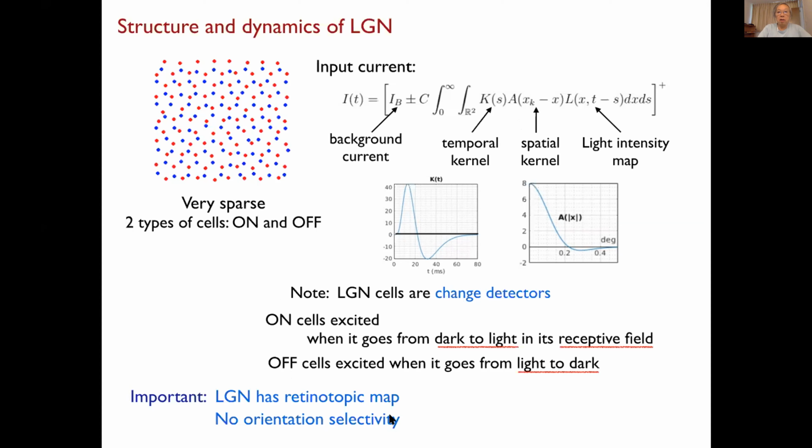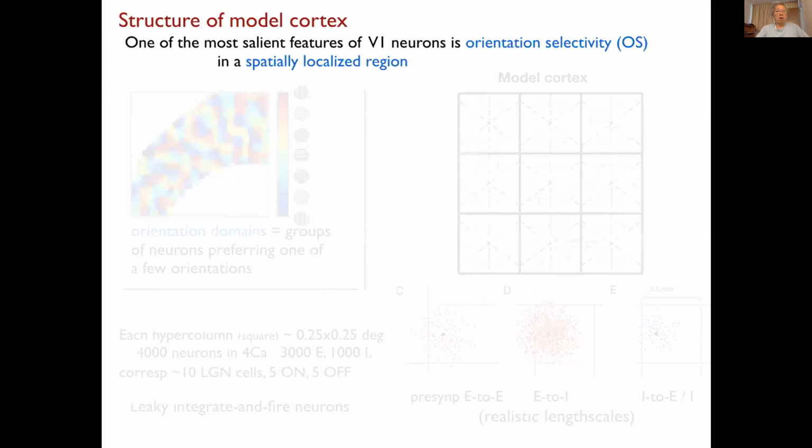It does not recognize edges. There's no such thing as orientation selectivity or anything like that. It's just very, very simple. Two kinds of cells. One goes on when things turn from light to dark, and the other one goes on when it goes from dark to light. And that's all the dynamics and structure of LGN. Now, going to the structure of the model cortex.